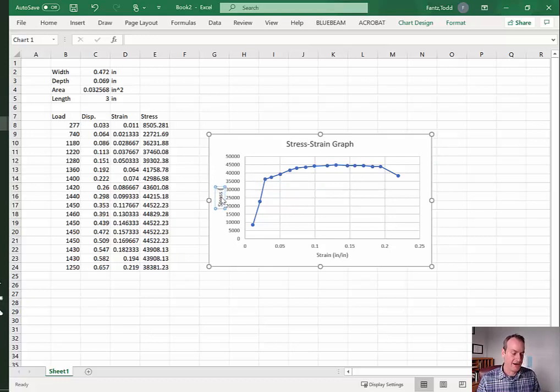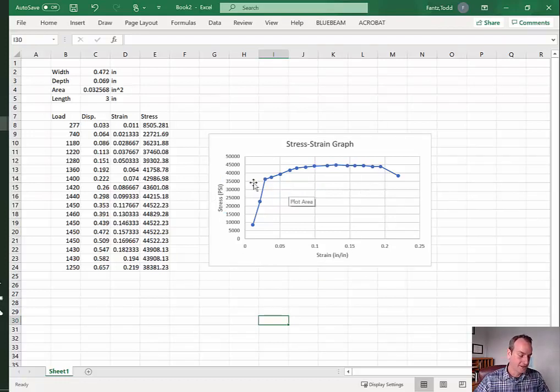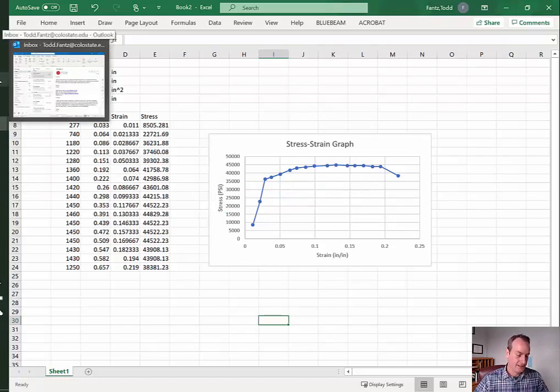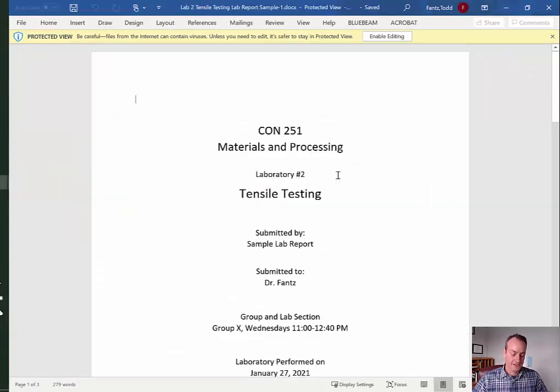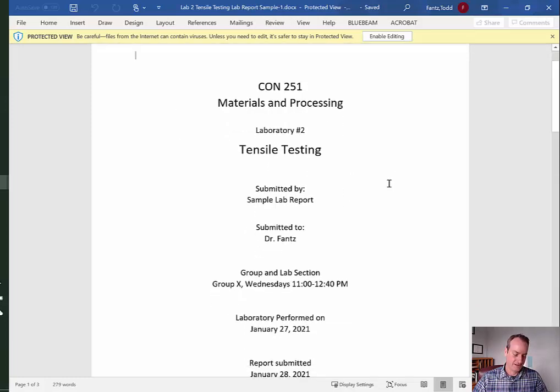And in this case, we have load was in pounds. Cross-sectional area is inches squared, so we end up with pounds per square inch, or PSI. So now I have a full-on stress strain graph, right? So if I go back over to the template that I started with, I would just use the one that said sample. I would save that as your own, and that way it's a little less work.